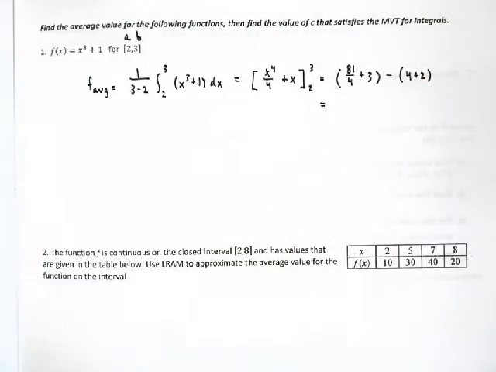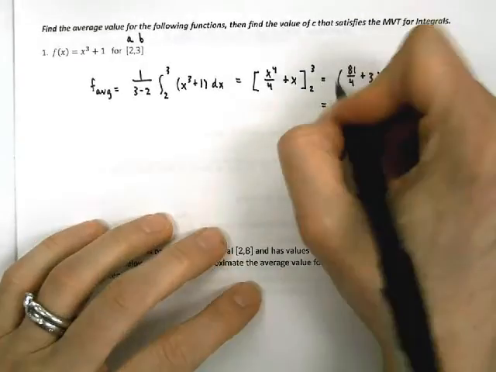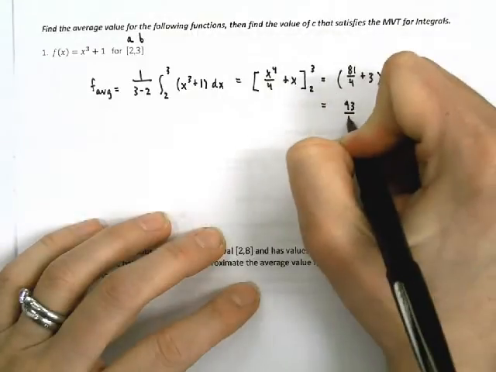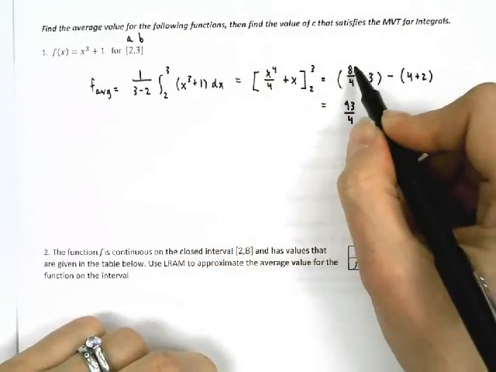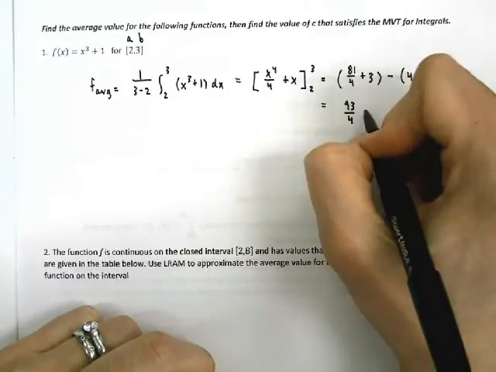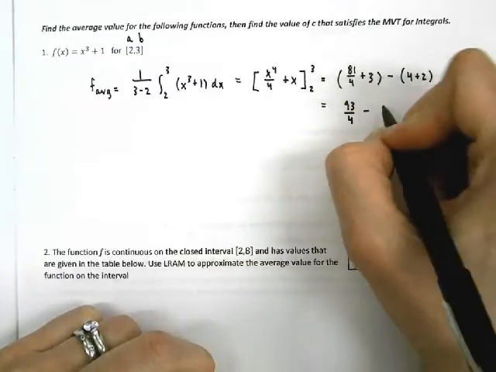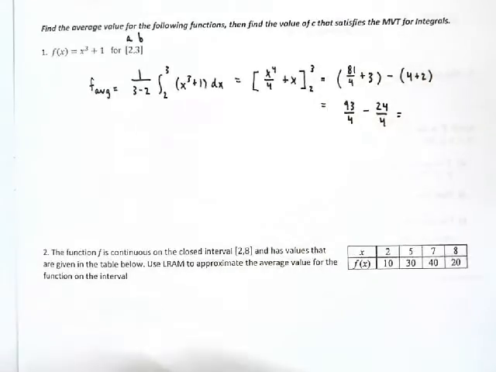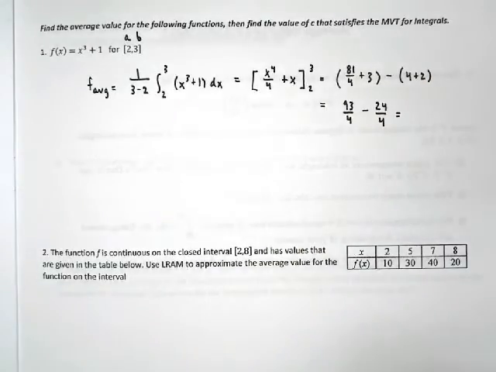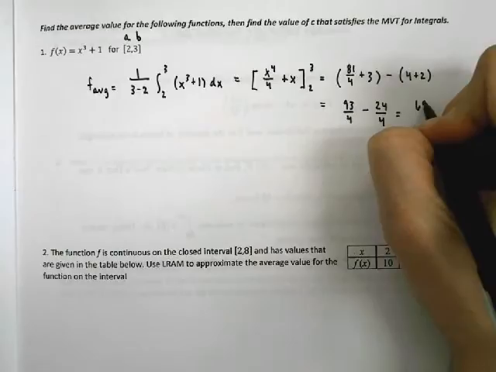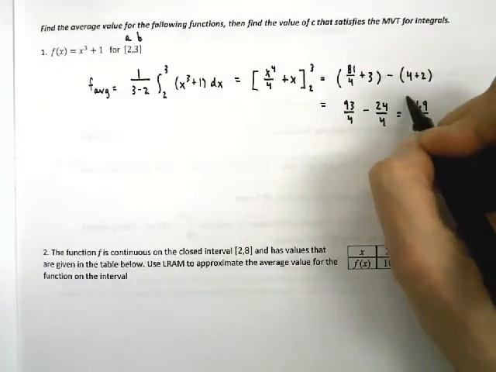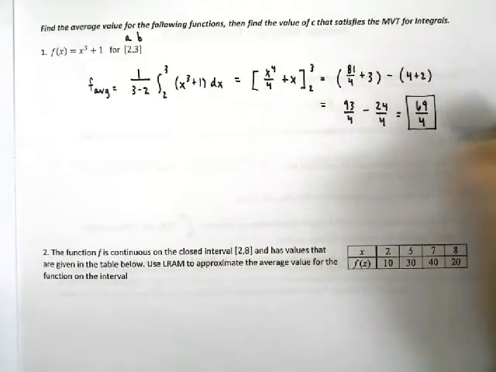So let's see. If I simplify this, I can get 93 over 4, if I did that right. 12 plus 81 is 93. Minus, this is going to be 6, so it's minus 24 over 4. And then if we simplify that, we get an average value of 69 over 4. So that's the average value of our function.